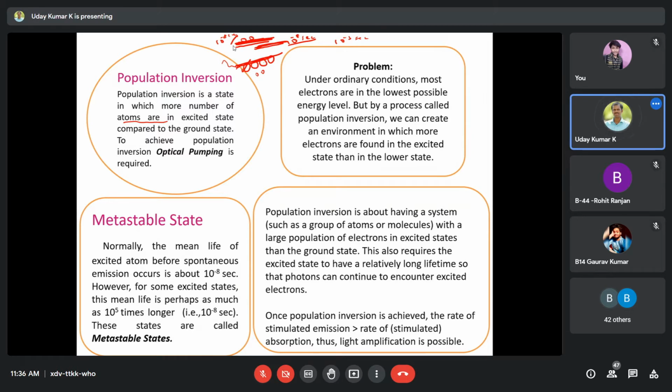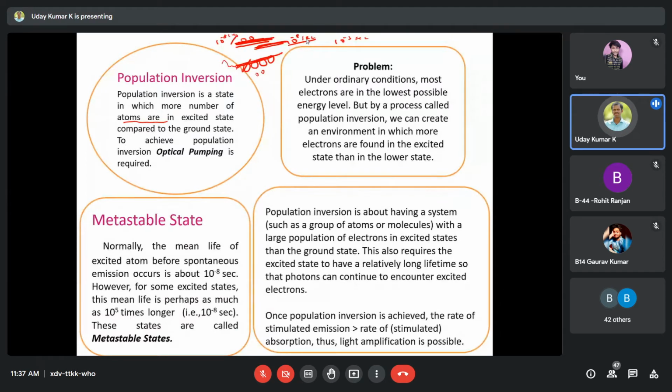However, for some excited atoms, this mean lifetime is perhaps as much as 10 to the power of 5 times longer. So these states are called metastable states, which basically means you need to create one more energy level where the lifetime of the atoms will be 10 to the power of minus 3 seconds, which is much longer. If you have that, then atoms will stay at that level for a longer time. That means you can expose the atoms in that level to the external radiation for longer, so that you get total population inversion, and then the stimulated emission process is triggered.